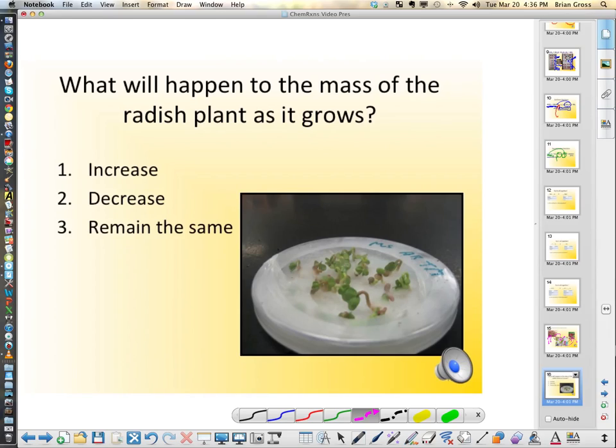So what I want you guys to do is write down what you think will happen to the mass of the radish plants as they grow. Will it increase, decrease, or remain the same? And I want you guys to give me a short explanation of why you think this.